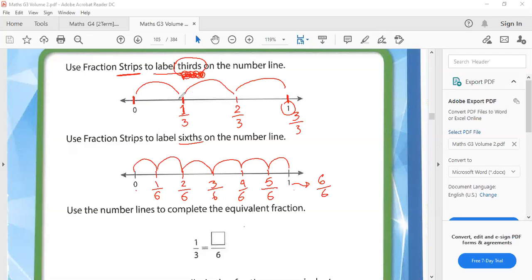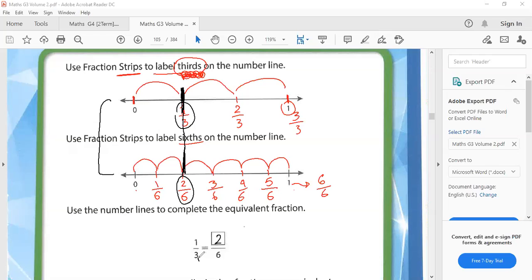Okay, so if you look here, this is 1 over 3. 1 over 3 lies here. The two number lines are exactly the same. So in front of 1 over 3, you can find 2 over 6. So 1 over 3 and 2 over 6 are exactly equivalent, or exactly the same. So 1 over 3 equals 2 over 6.